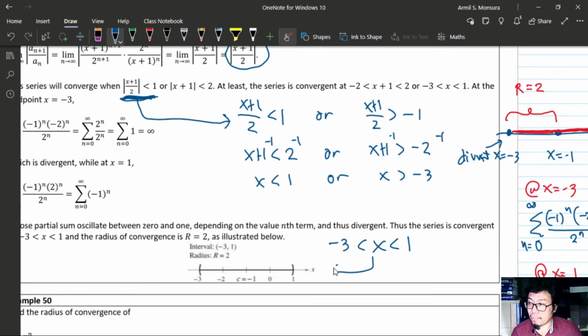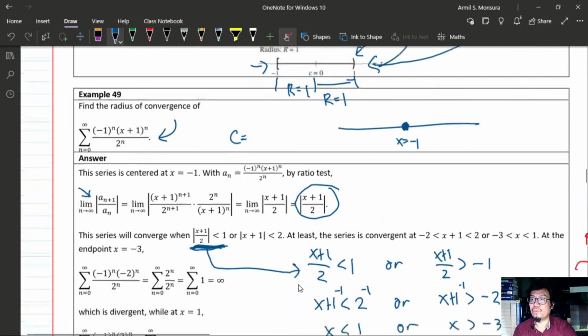So you can represent or illustrate this interval using this diagram. Again, the curved parenthesis represents the exclusion of the endpoints from the interval. This is now your final IOC, interval of convergence. So here, the curved parenthesis represents the exclusion of your endpoints from the interval of convergence. So that's for example 49.